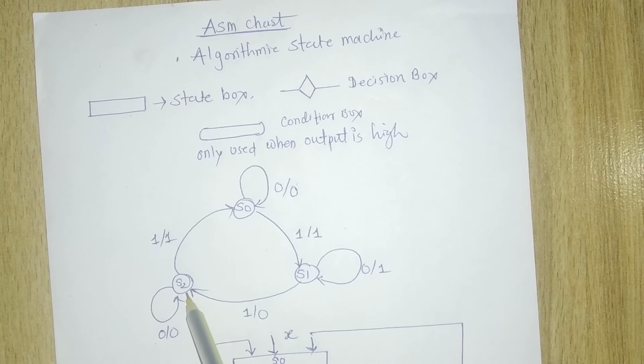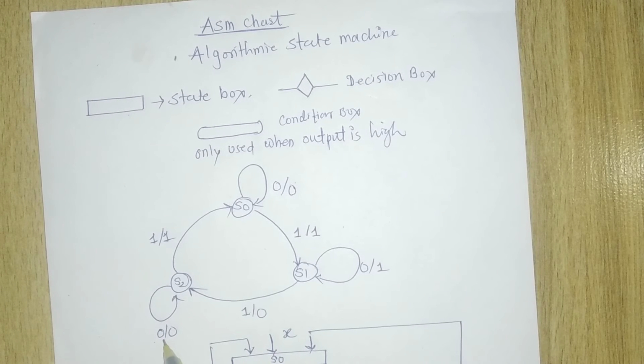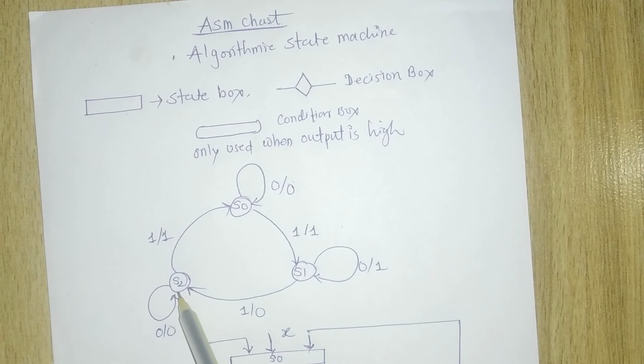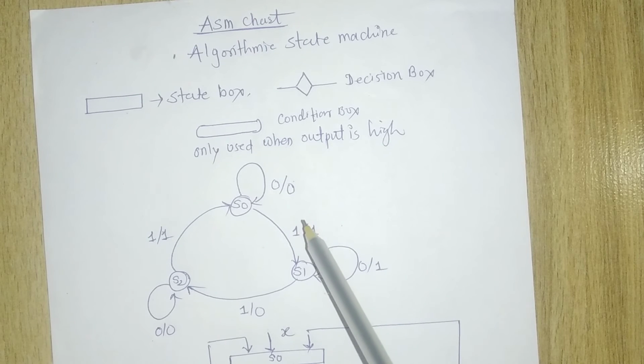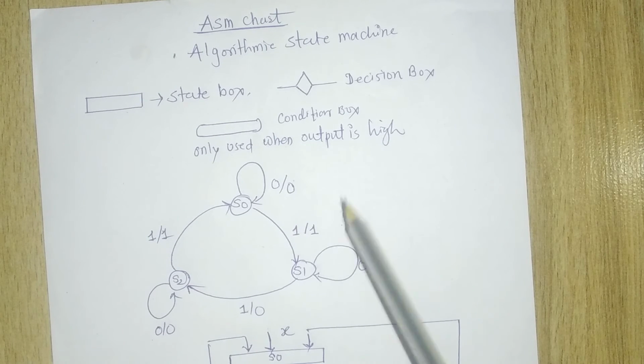Similarly for the S2 state, if input is a 0, then it is going to the same state S2, and if input is a 1, it changes state from S2 to S0. So this is about the finite state diagram of this ASM chart.